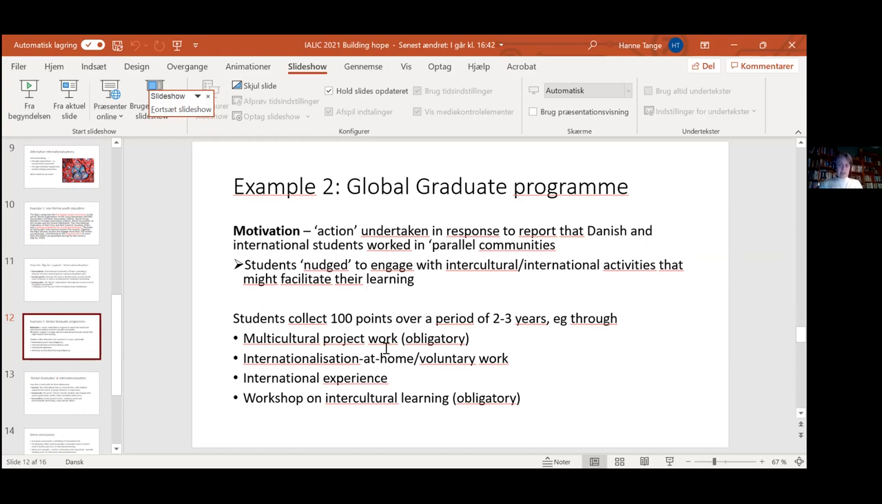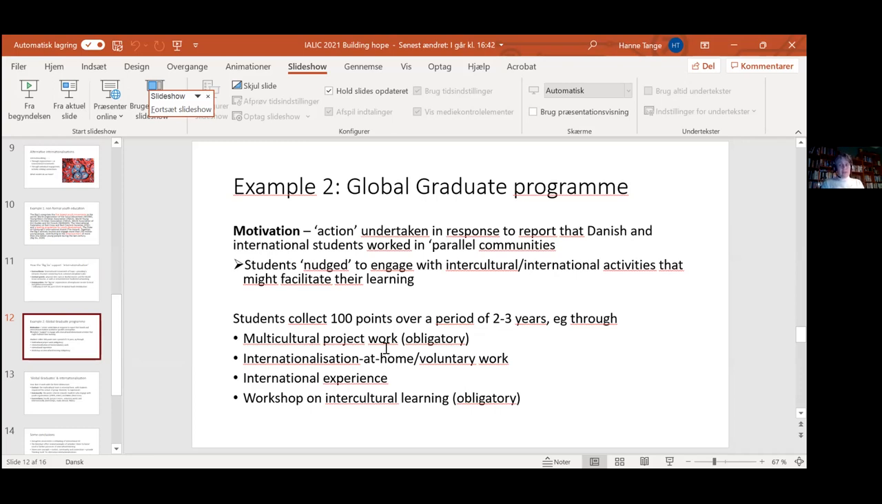This is something that we did in 2016 because we were told in a study survey that the Danish and the international students simply didn't meet. They were working in parallel communities, similar to the findings that I believe we've seen from international campuses around the world. So we sought to nudge the students to engage with intercultural and international activities that might facilitate learning. This means that we now have an infrastructure. Many of our international students are now gone from these programs, but we still have a framework in place that can somehow encourage them to engage in activities that will foster some form of intercultural learning.